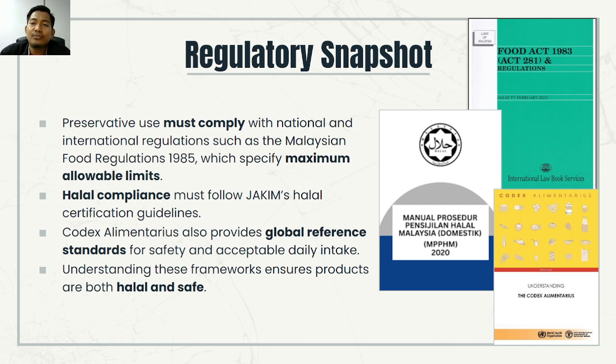Next, on the regulatory snapshot, preservative must comply with national and international regulation. For national, such as Food Act and Regulation. For international, such as Codex Alimentarius. And then halal compliance must follow JAKIM halal certified guideline. And in our country, we are using the MPPHM, Manual Procedure Pensijilan Halal JAKIM Malaysia. And also we need to follow the MS 1500:2019. So those are our main references lah, three documents. Codex Alimentarius for global references, and understanding this framework ensures products are both halal and also safe.